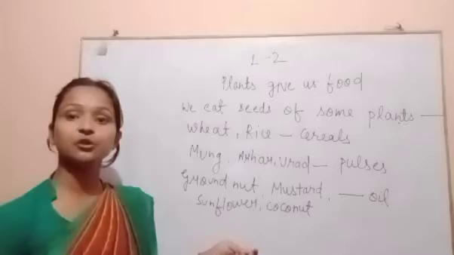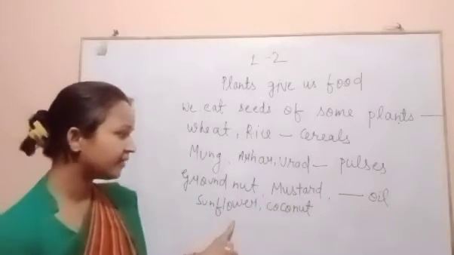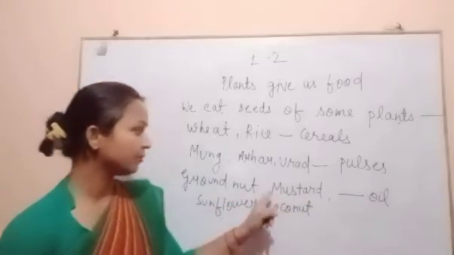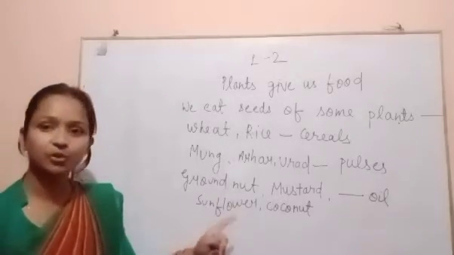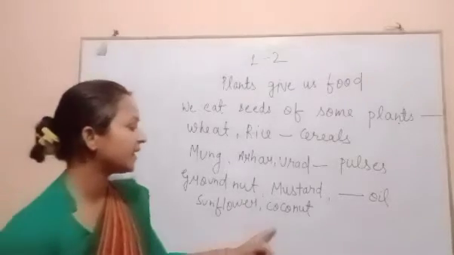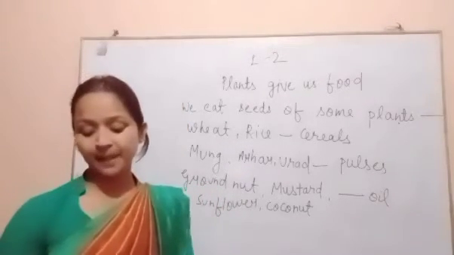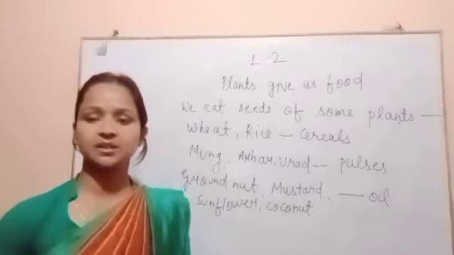Which plants are we getting oil from? Groundnut, mustard, sunflower and coconut. I think all of you understood. We get oil from the groundnut, the mustard, the sunflower and coconut plants. And leaves of tea and seeds of coffee are used to prepare drinks.